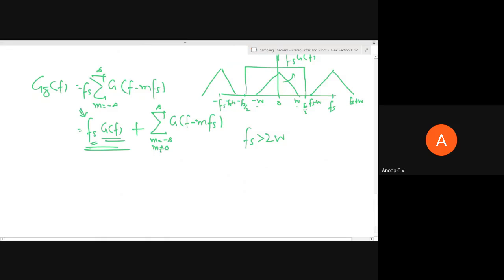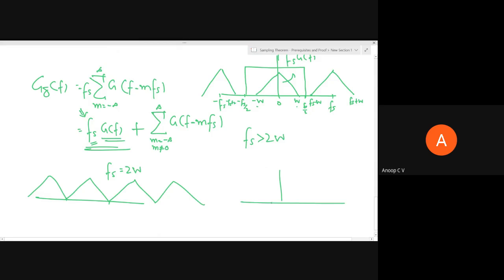So when fs is equal to 2w, the individual replicas of G(f) located at multiples of fs will be just touching each other. There is no overlap. Here fs is equal to 2w.